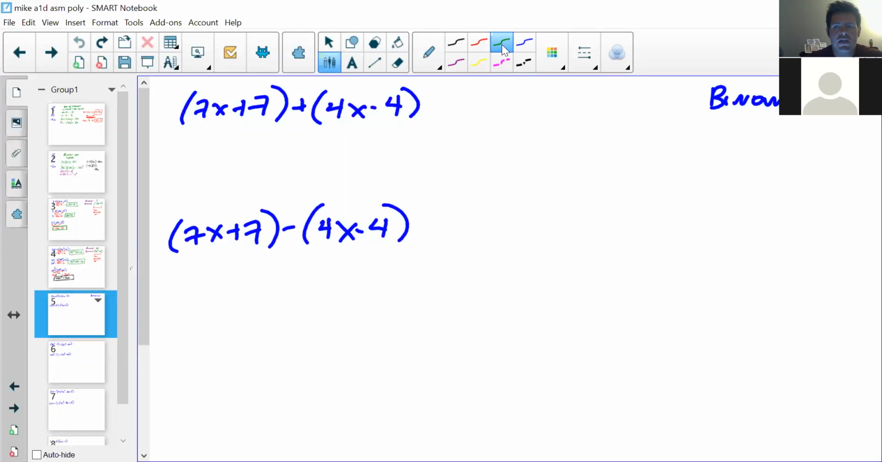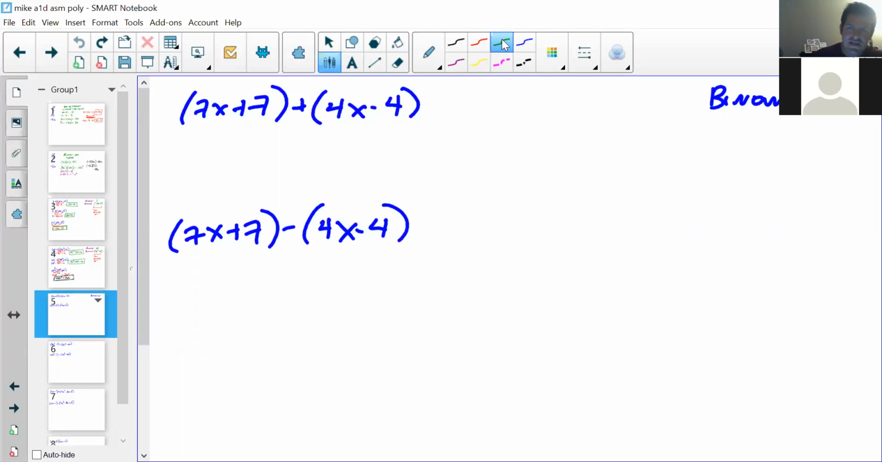As you can see on the screen currently, I have two sets of problems, one where there is a plus sign in between two parentheses and one where there's a minus sign between two parentheses. In both situations, I'm doing certain operations to two binomials. We know a binomial has two terms. So in the first parenthesis, 7x plus 7, that's a binomial. In the second parenthesis, 4x minus 4, that's a binomial. So I'm going to go ahead and start off the problem.